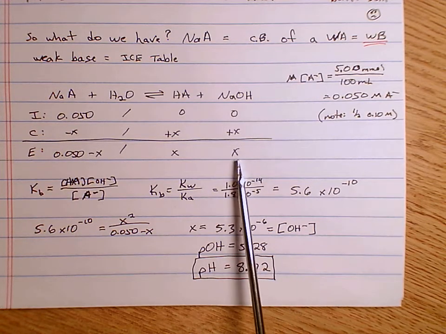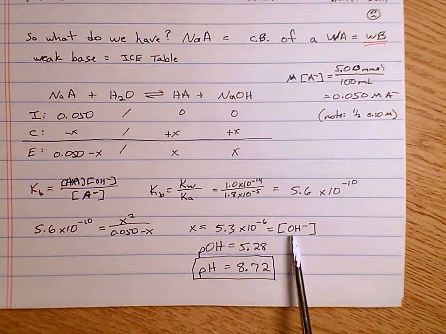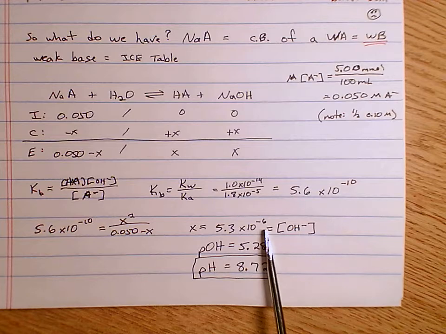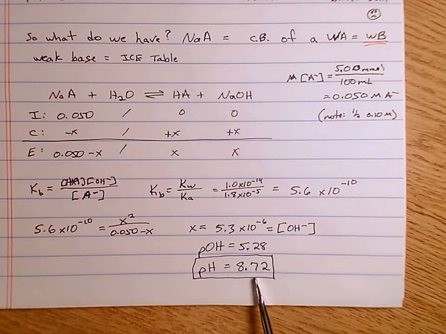But note, that won't give us pH. pH is the negative log concentration of H+. However, we take the negative log of 5.3 times 10 to the minus 6, and that'll give us the pOH, which is 5.28. Subtract that from 14. pH is 8.72.